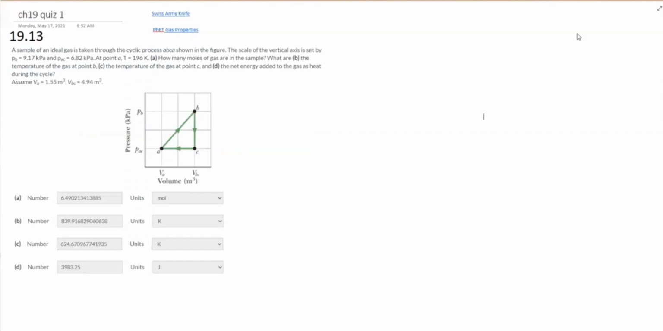Chapter 19, quiz 1. So here we go with chapter 19. Chapter 19 is basically kinetic theory of matter, which is fundamental. Chapter 19 is the first chapter we have in this course where we actually look at the universe from a microscopic point of view, from a microscopic physical point of view.